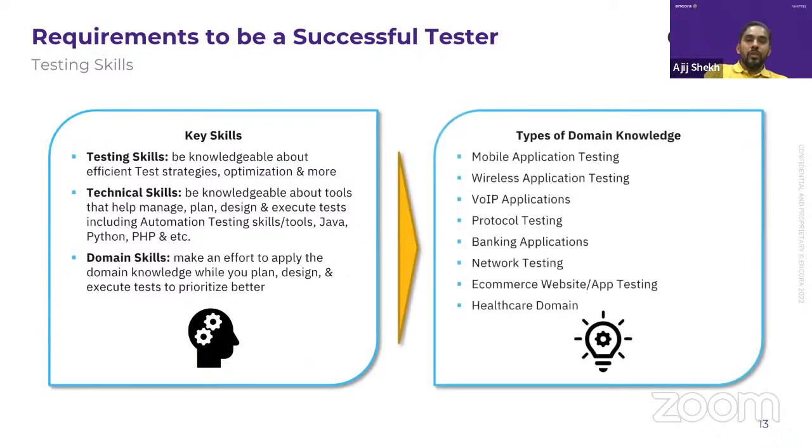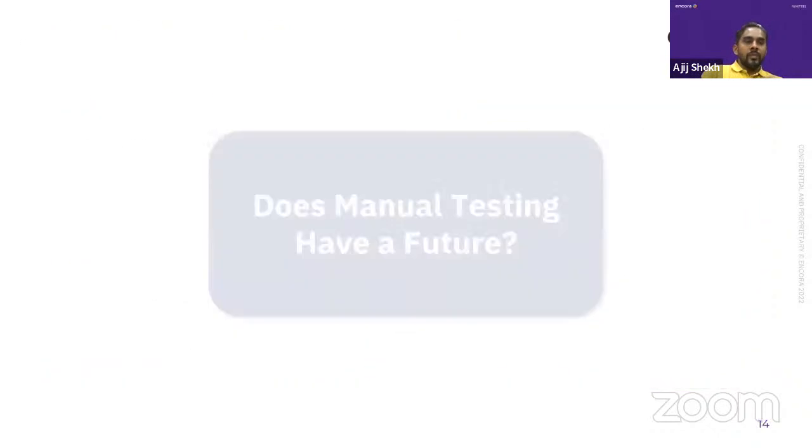The next topic is domain knowledge. I have defined some domain knowledge. There are multiple domains, but I have noted down some, like mobile application, then banking, then networking, then e-commerce, then healthcare. There are multiple domains available in our market, and as per your expertise or your interest, we can move on to any of the domains and work on that. Okay.